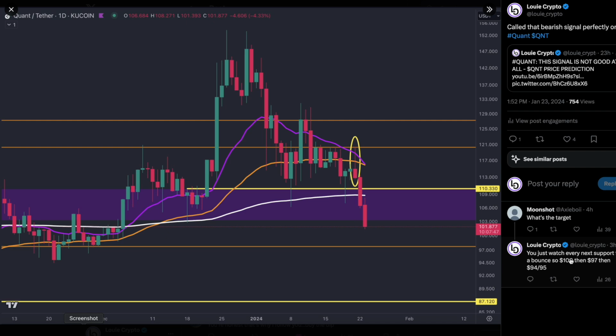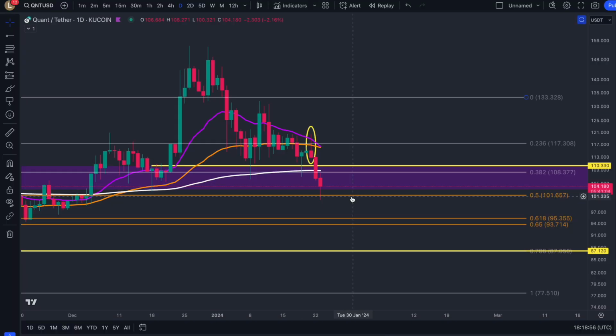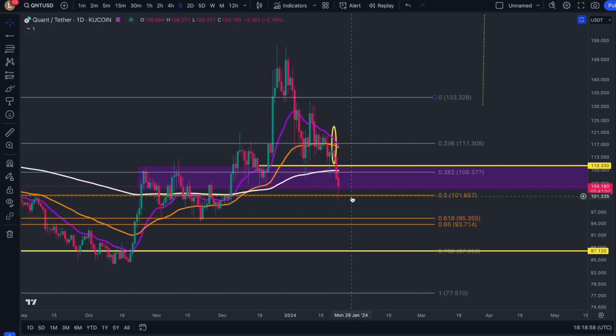You just watch every single support underneath this point now, so that becomes 100, which is a psychological level, then 97, 94, 95, and so yeah, we'll run through that right now.